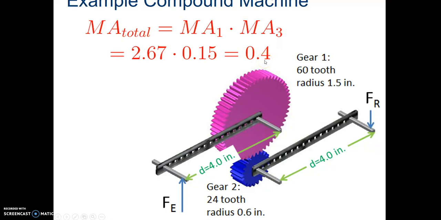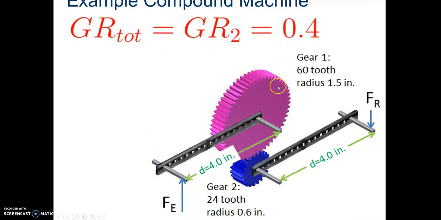So mechanical advantage is less than 1, meaning it takes more effort here than the resistance there. So that's 4 to 10. So for 4 pounds of resistance, it takes us 10 pounds of effort. Then gear ratio total. Gear ratio total is 4/10. So that means, for every 4 rotations of this effort, there are going to be 10 rotations of that resistance.